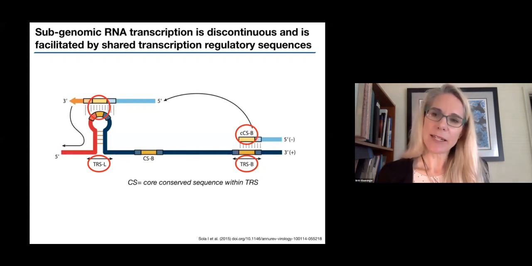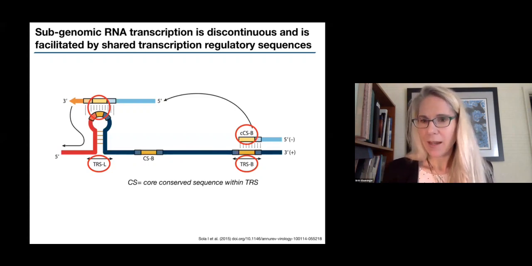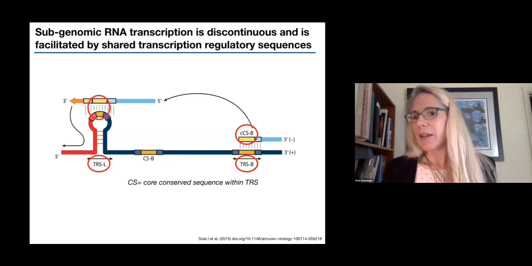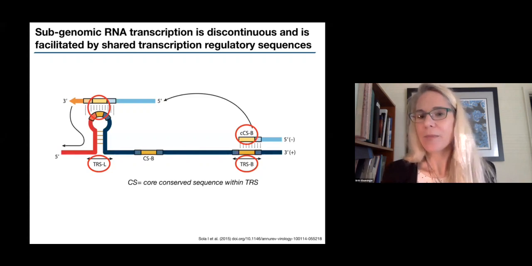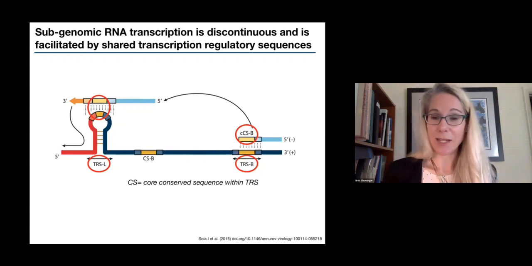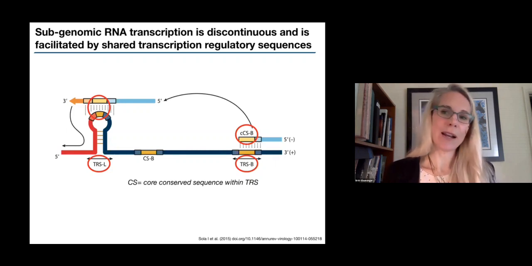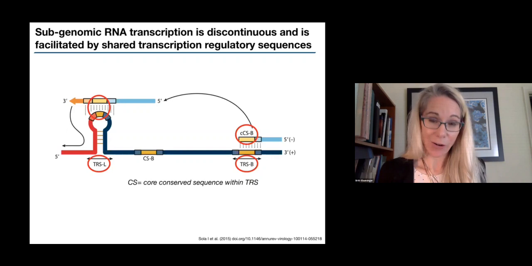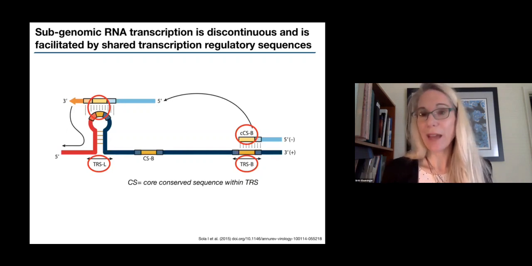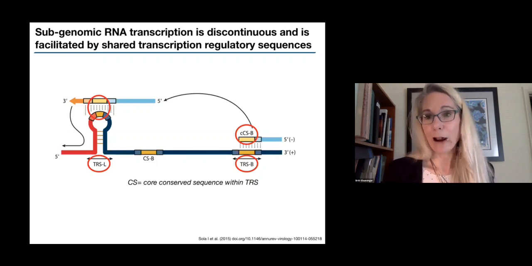And so as the polymerase comes along and starts transcribing in the 5' to 3' direction, of course, as it reaches the transcriptional regulatory sequence, it either will ignore it and continue transcribing until it hits the next transcriptional regulatory sequence, or it will stop and move that RNA, basically jump that RNA, probably through a long-range RNA-RNA interaction, to then base pair with that core sequence that's present just downstream of the leader before it continues to transcribe, thereby fusing that 5' leader sequence onto each of these RNAs.